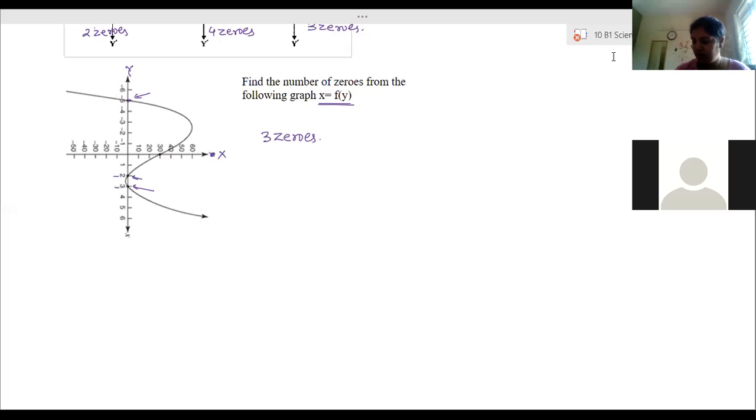Now, the next part of the chapter is verification of coefficients of the quadratic polynomial. Everything related to the quadratic polynomial we have to understand.